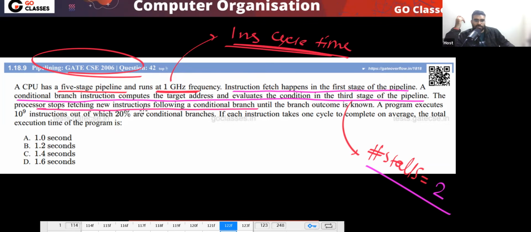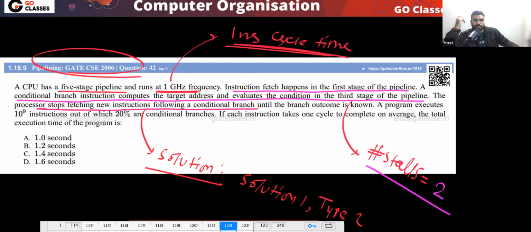What solution is this? This is your solution. This is solution 1 type 2, right? Okay, because we are stopping fetching. The processor stops fetching new instructions following a conditional branch. After a conditional branch, you stop fetching until the branch is known.